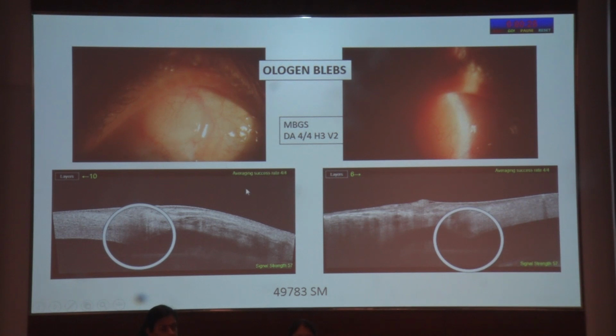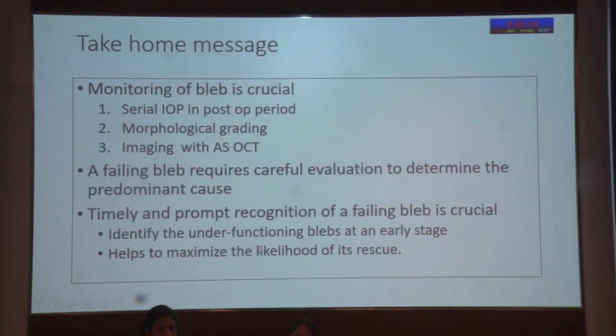So these are the good blebs. You can find out the internal ostium along with the fluid collection under the scleral flap and conjunctiva. So the take home message is monitoring of the bleb is crucial. Here we need to have all 3 parameters like serial IOP in post-op period, morphological grading and imaging with ASOCT.